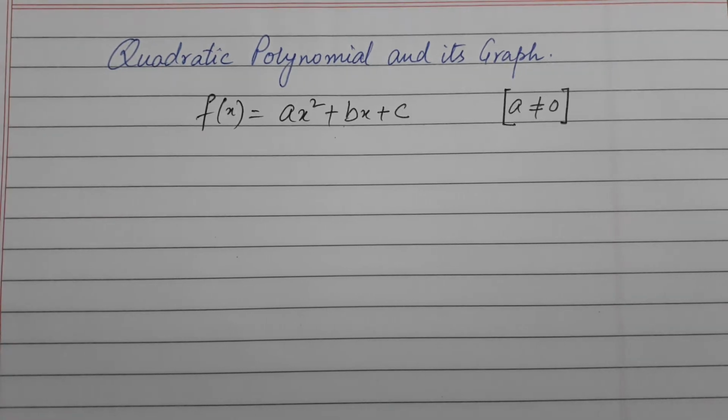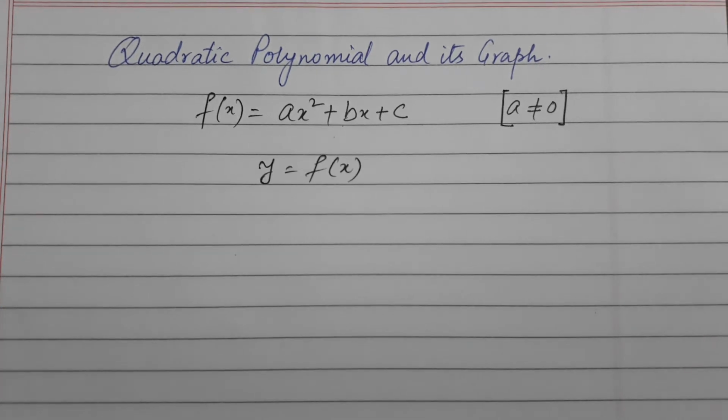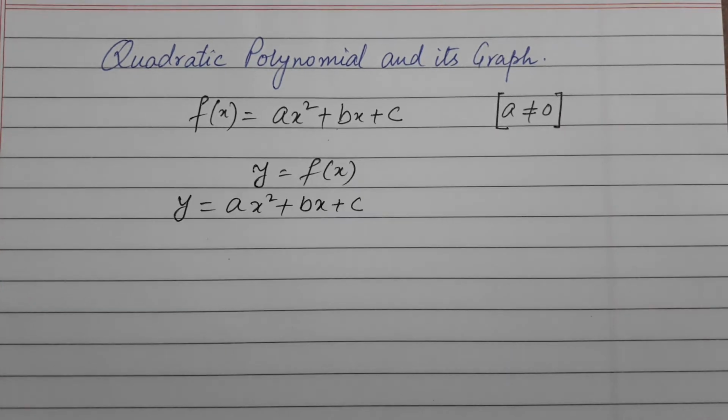Let the general form of a quadratic polynomial be f(x) = ax² + bx + c, where a ≠ 0. And let us try to draw the graph of the curve y = f(x). So we can write y = ax² + bx + c.